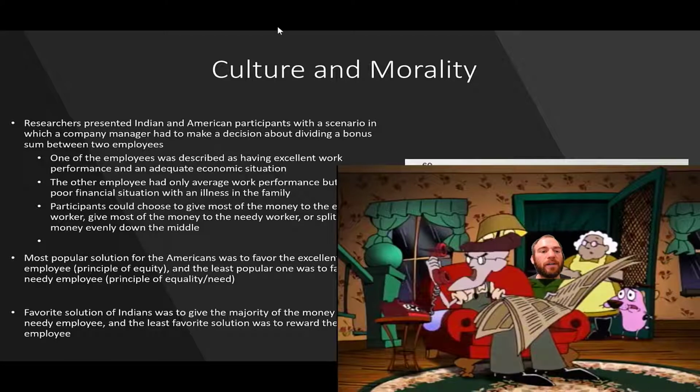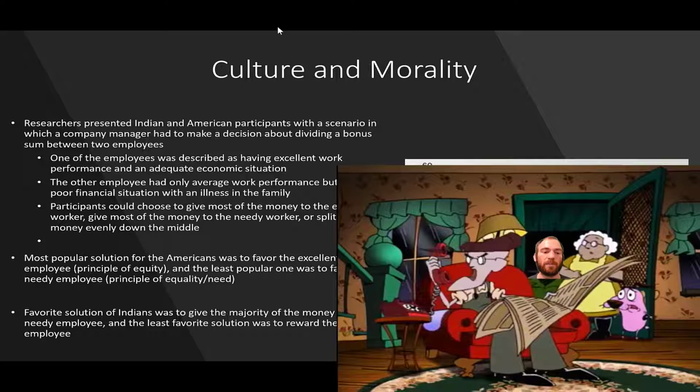So again, the scenario here is that there's this bonus in the company, and you can give it to anybody you want, or well, in this case, between two employees. One of the employees is just a super worker but has an adequate economic situation, while the other employee is an average worker but lives in a poor household, and one of their family members has a chronic illness.